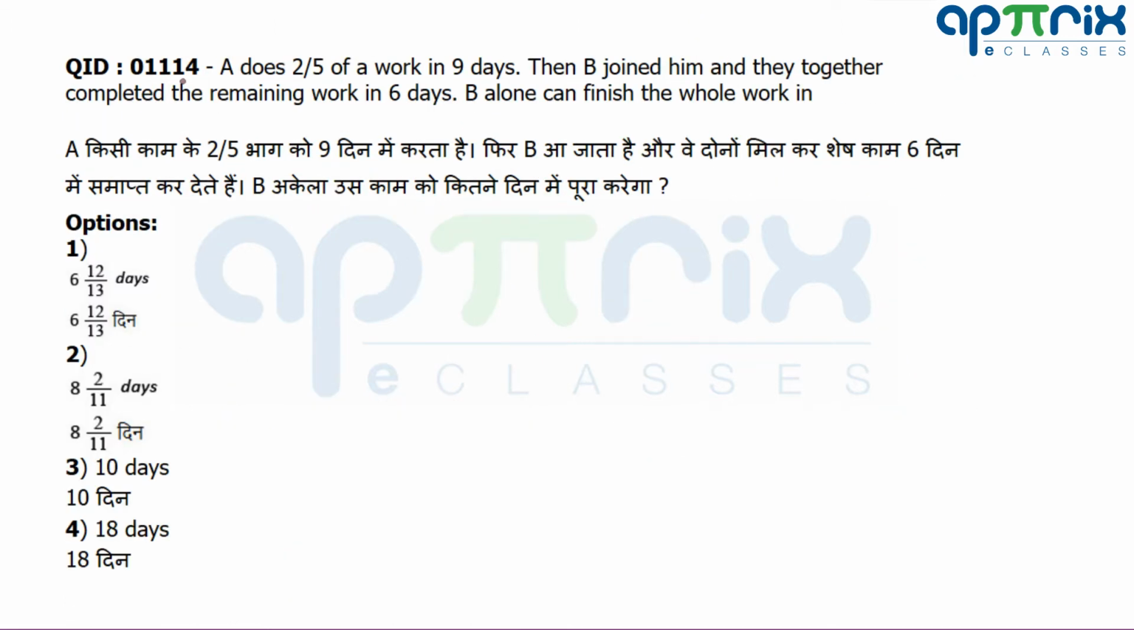Moving to the next question, which is question number 14. It says A does 2 by 5 work in 9 days, B joining him, and they together completed the remaining work in 6 days. Now let's see. 2 by 5 is 40% in terms of percentage. This 40% work is completed by A in 9 days. So the remaining 60% work is done by who? A plus B in how many days? 6 days. That's what is given.